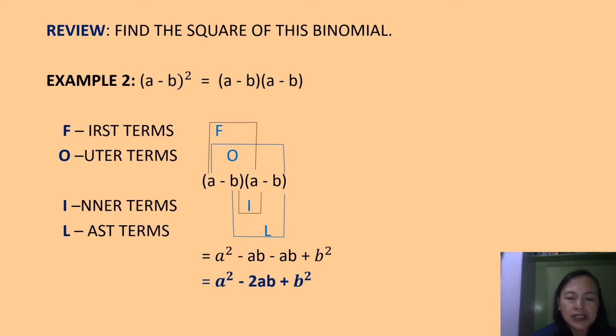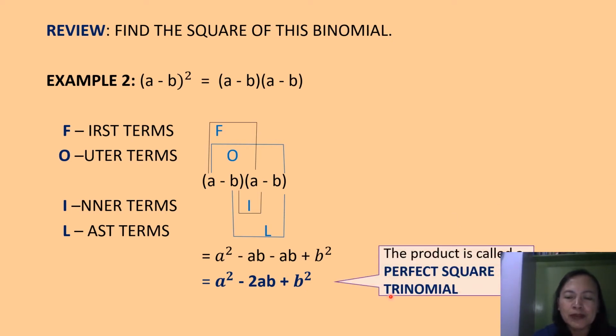This is almost the same as the previous product in example 1. But the only difference is, yes, you are right, the middle term is negative because the middle sign at the given square of the binomial is also negative. So, yan lang naman ang diferensya. Kung plus dito, plus din doon. Kung minus dito, minus din dito. Alright?